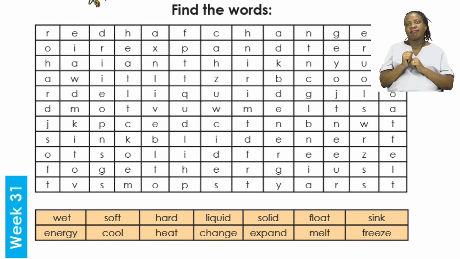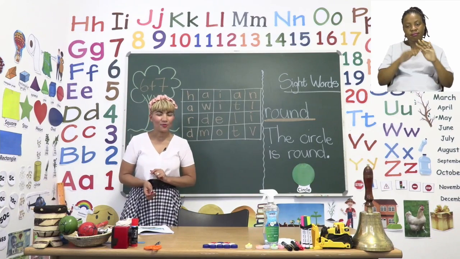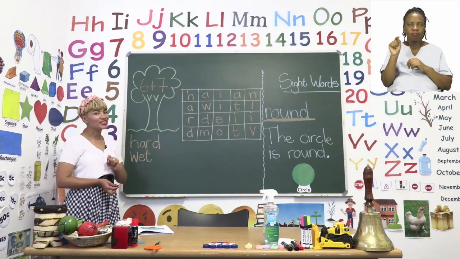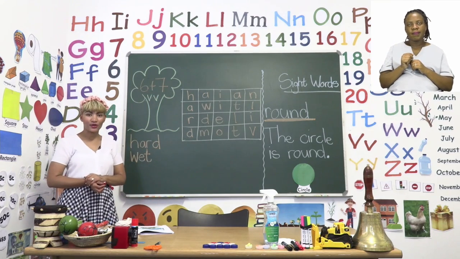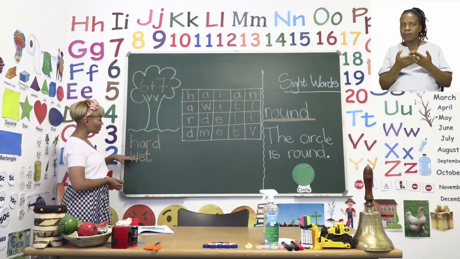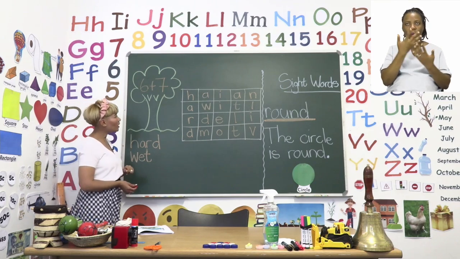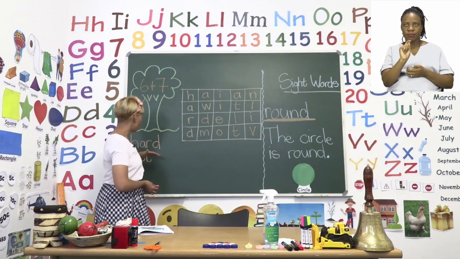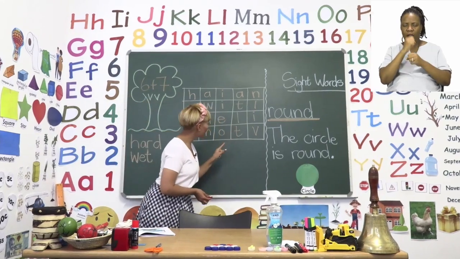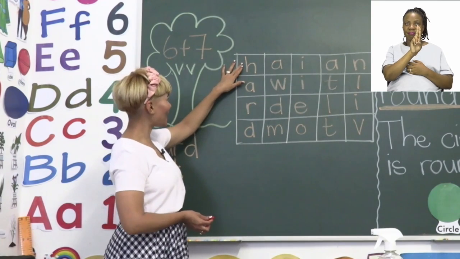On the board, I drew a part of the crossword so that we can find some of the words together, for you to also get an idea of how you need to find all the vocabulary words. The two words that we want to find in the crossword are hard and wet. Let's quickly go on to the crossword and see. Let's first try and find the first word, hard. Do we have an H anywhere here in the crossword? Yes, we do. It's all the way up there.